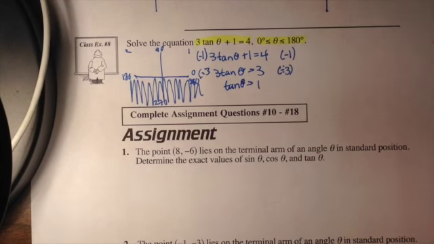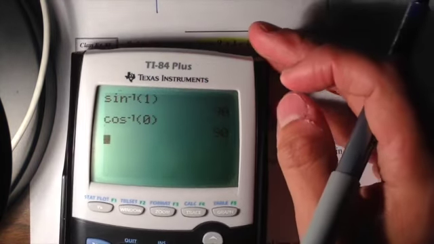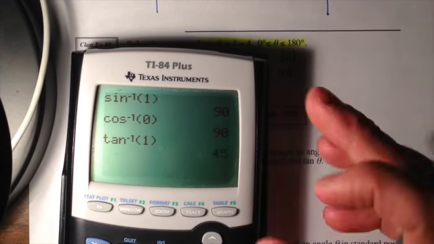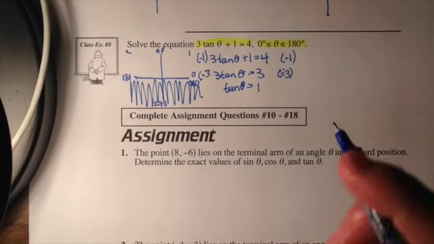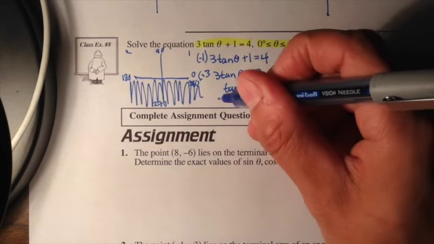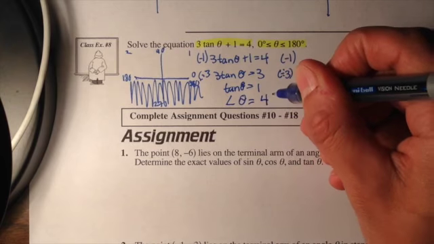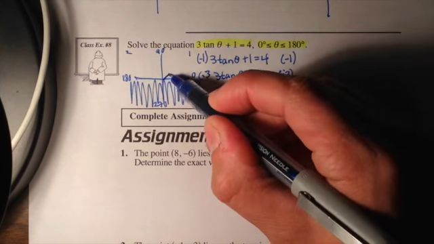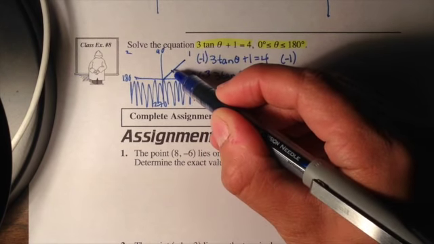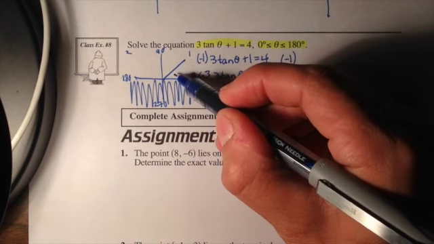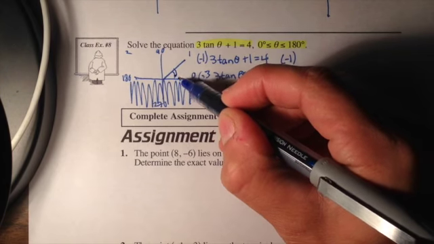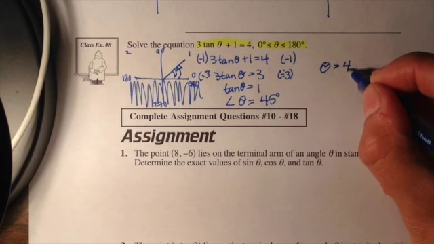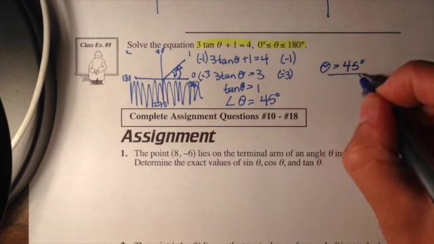Now when we type this into our calculators, I'll have inverse tan of 1, and I get 45 degrees as my reference angle. So the reference angle of theta is going to be 45 degrees. And again, let's look at what that means. If we have a reference angle of 45 degrees, I also have a value of theta of 45 degrees, which would be our final answer.